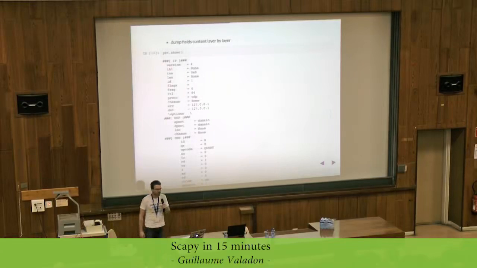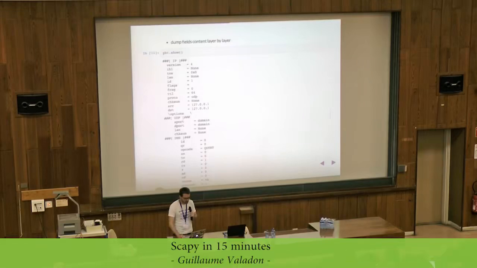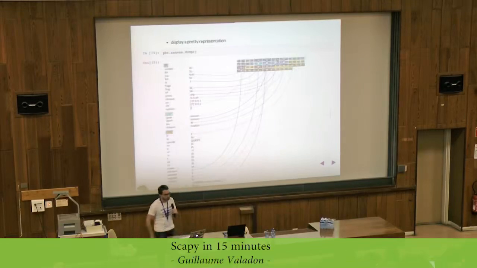Show will display the fields' content layer by layer, which is also really nice when you need to look into the fields. This is also nice for reports, or, for example, to put in slides to teach students. You will get a PDF dump of the packets, and you have nice colors to say, okay, the IP version 4 is in this field.